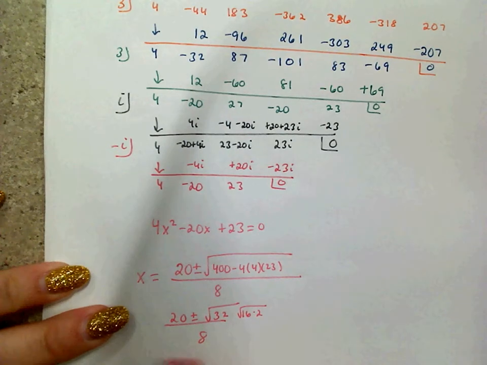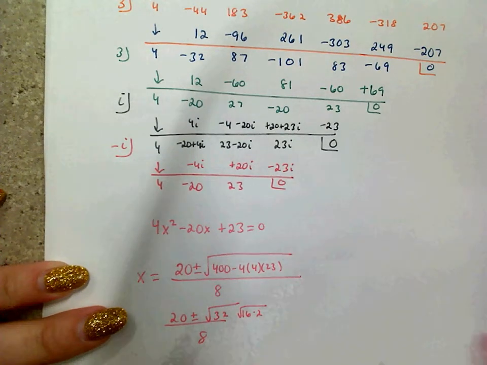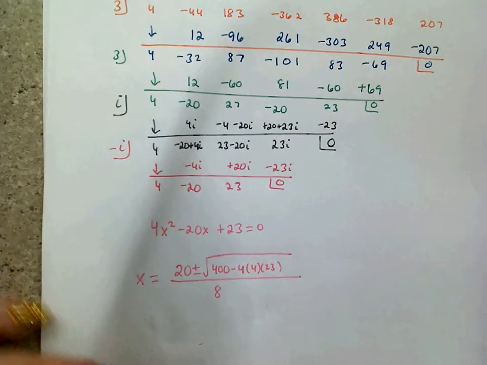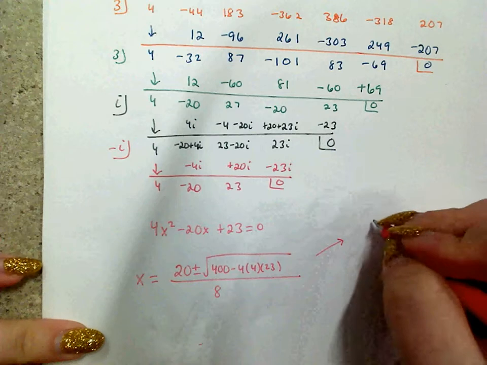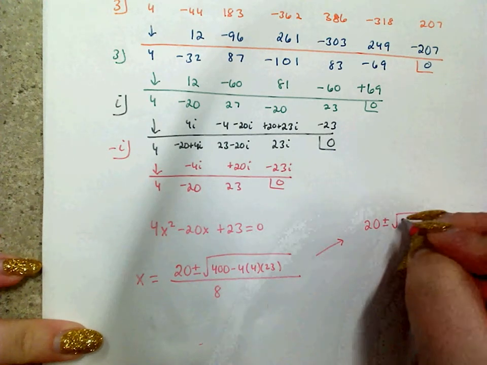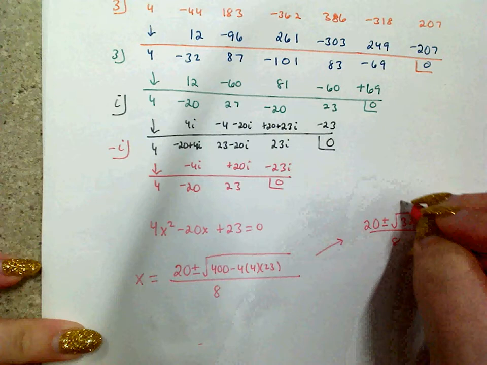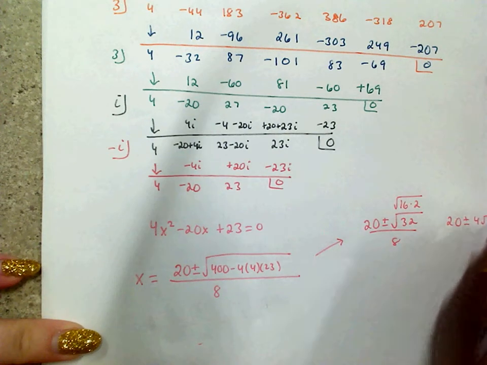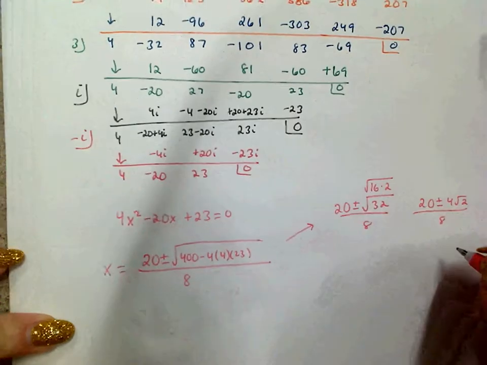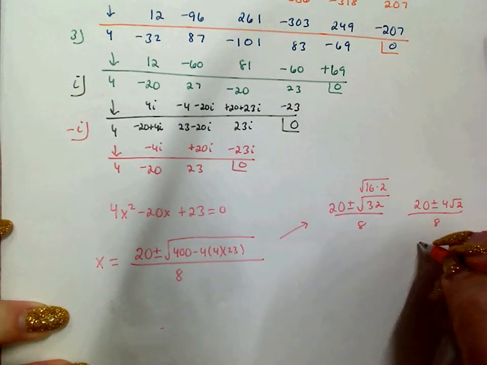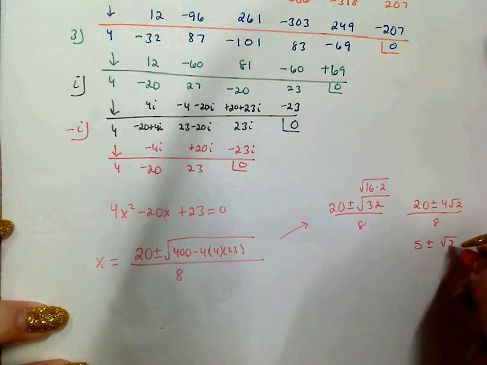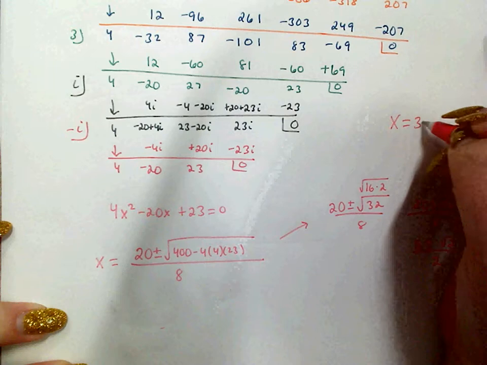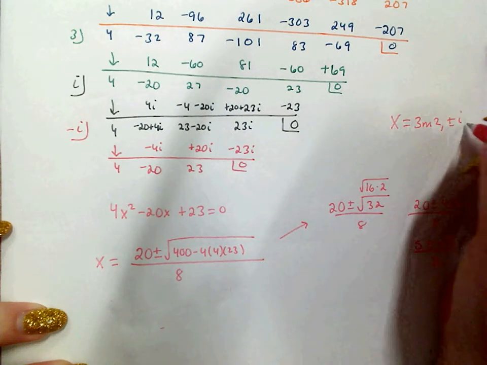I'll write all that over there. So 20 plus and minus the square root of 32 all over 8, which is 16 times 2. So 20 plus and minus 4 root 2 over 8. They all divide by 4, 24 and 8, so I'm left with 5 plus and minus the square root of 2 all over 2. So my answers are 3 with a multiplicity of 2, plus and minus i, and 5 plus and minus the square root of 2 all over 2.